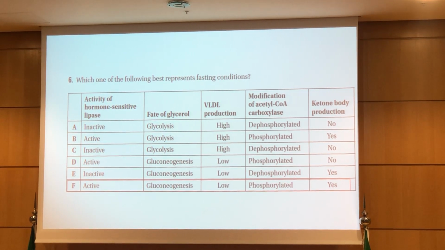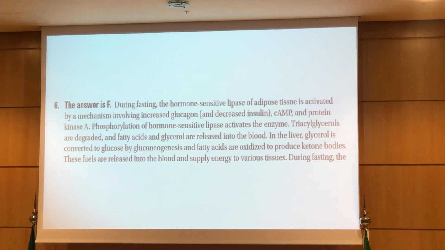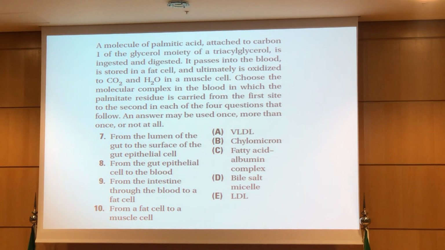Yes. Fasting conditions. Hypoglycemic fasting conditions. Okay? You will produce ketone bodies. So, again, there's the explanation. I'll just read the last bit. Glycerol is converted to glucose by gluconeogenesis. Fatty acids are oxidized to produce ketone bodies. Alright? Because the brain and the muscle and the heart can preferentially use ketone bodies. What's the name of the enzyme? Thiophorase. Okay? Next one.